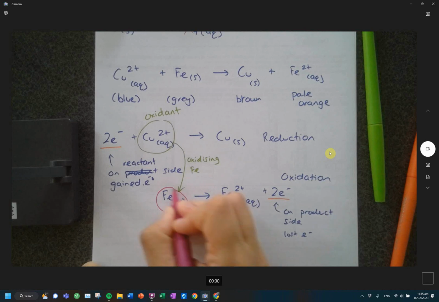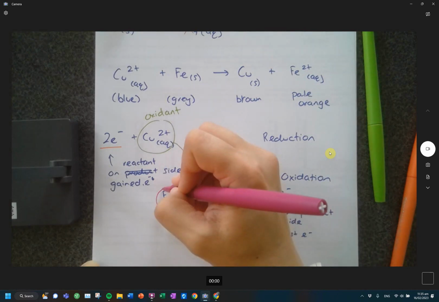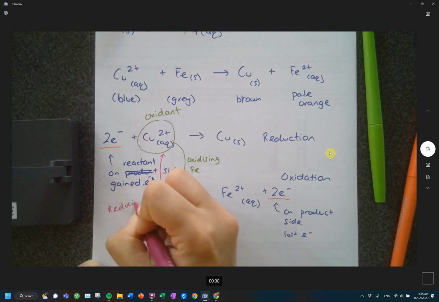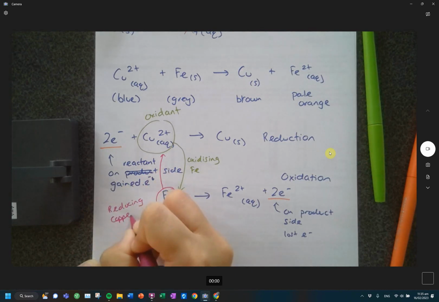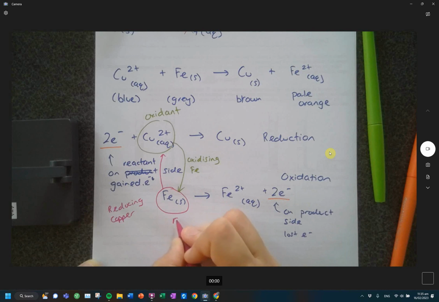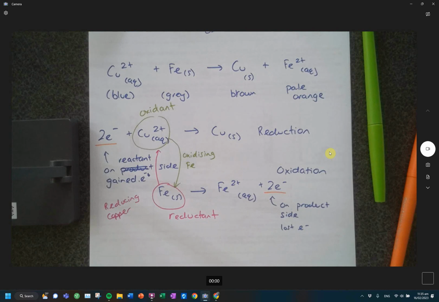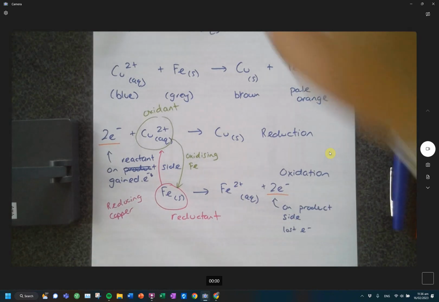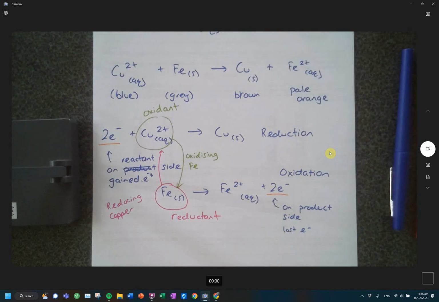Right. Iron then, you're talking about what it is doing to the copper. So this one is reducing the copper, so that becomes the reductant. Don't you love it? Terrible vocabulary. Oxidant, reductant. This hopefully ringing a bell? All right.